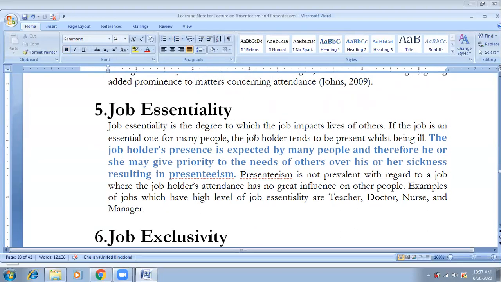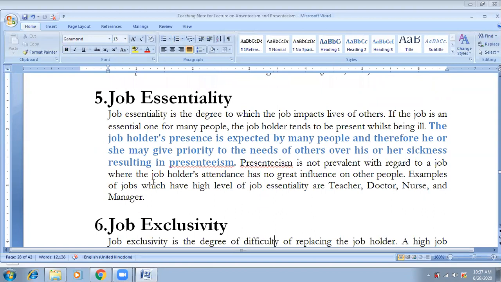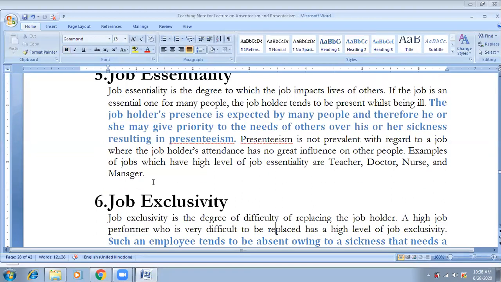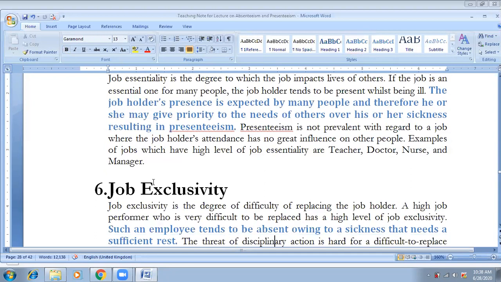Then job essentiality, the degree to which the job impacts the lives of others. Assume there is a considerable number of people waiting for your presence. Even though you are ill, you tend to go to work. But if it is very low, and there are no people waiting for your work or for getting the service from you, then when you are sick you tend to stay at home. You tend to take a rest instead of going to work while being ill.